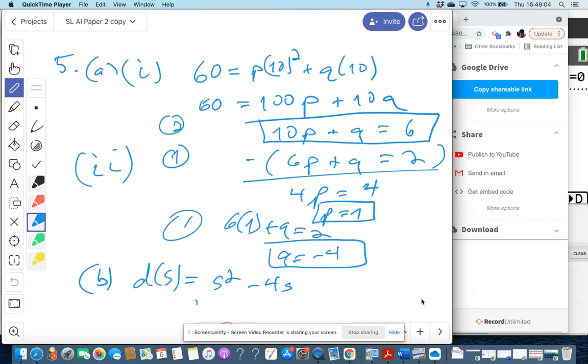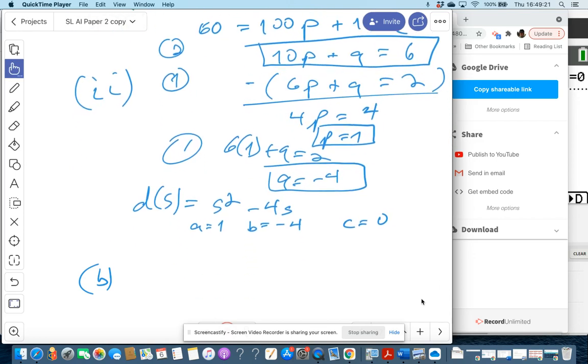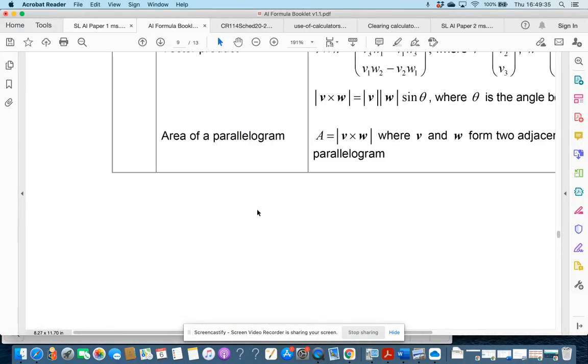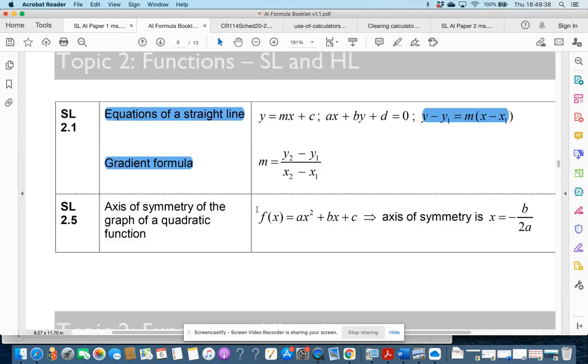So A is equal to 1, B is equal to negative 4, and as I said before, for a quadratic, C is equal to 0 for the y-intercept of this. So I can just do some calculations here. Well, I lost my page there, and I can just find the axis of symmetry. Okay, quadratic functions. Back here in topic 2, we're given the equation for the axis of symmetry. Right here, x is equal to negative b over 2a.